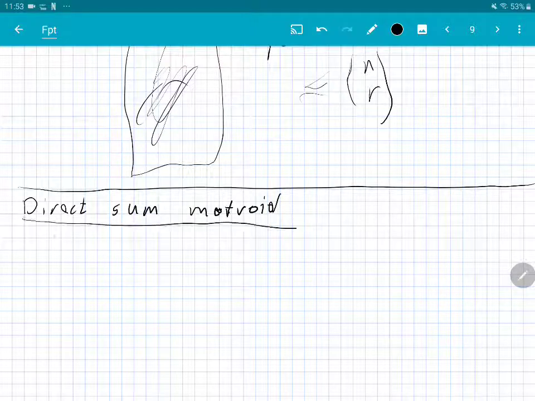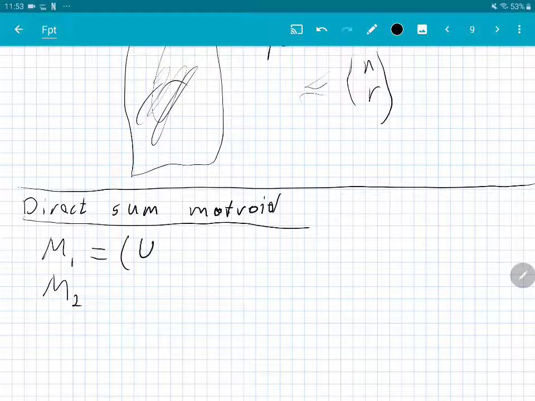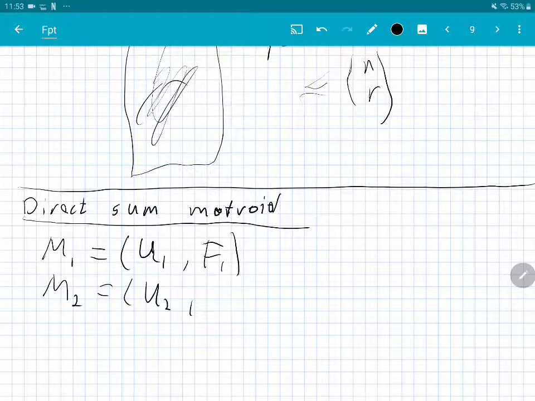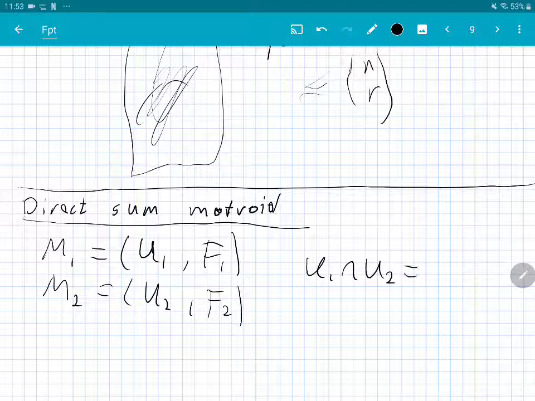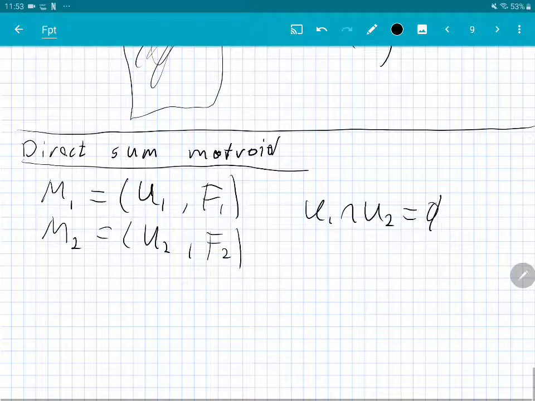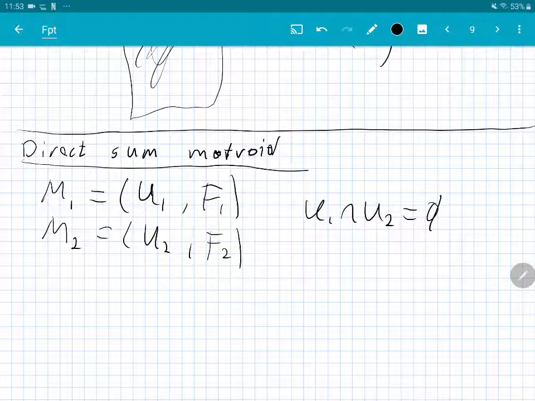Well, you just have two Matroids, M1 and M2, defined over two disjoint sets. This is, of course, important, because otherwise we get into intersectional Matroids, which is a much nastier topic. So we have two Matroids defined over U1 and U2, and U1 and U2 are disjoint. This is important as I said. Okay, and now we can define the direct sum.